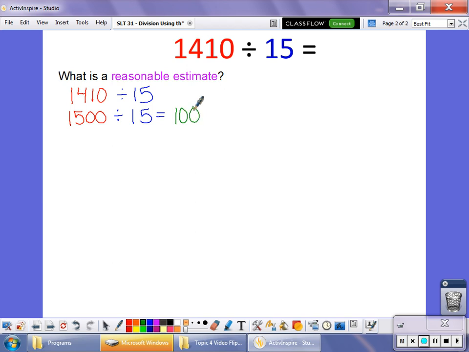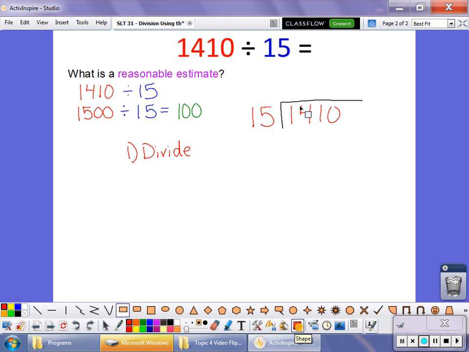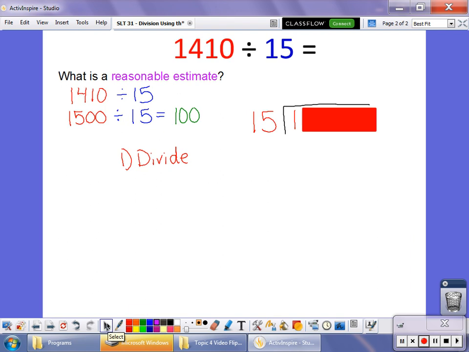So now let's set up this problem. I'm going to have 1,410, and I'm going to divide that by 15. Okay, and remember, my first step is going to be to divide. And I want to take this number by number. So to help us out here, let's cover this up. Can 1 be divided by 15? No. So then I'm going to scooch to the next number.